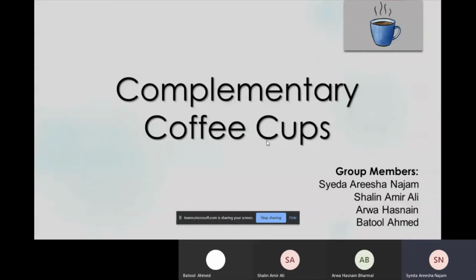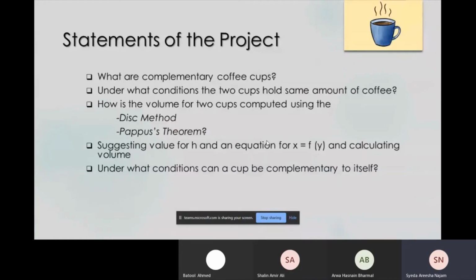Starting with the basic outline of what we will be discussing in this project: under what conditions two cups are called complementary cups, and under what conditions the two such cups will hold the same amount of coffee. How is the volume of such cups computed using two different approaches or methods? One of them is the disk method and the other is the Pappus theorem. Furthermore, we will solve for h, that is the height of the cups, and an equation for f of y. And in the last, we will also discuss when a cup would be complementary to itself.